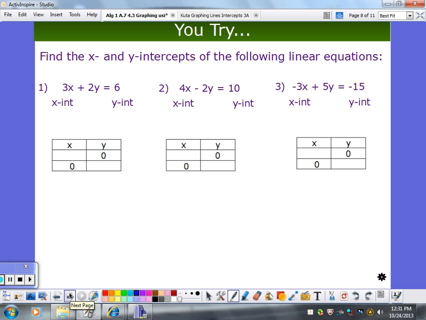Let's just do one together, as a kind of review. You can use the table or not use the table. But 3x plus 2y, the linear equation, right?